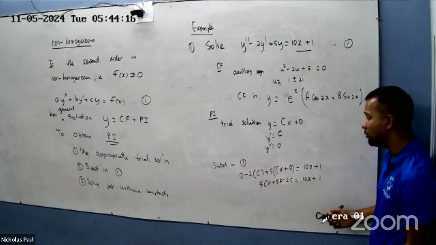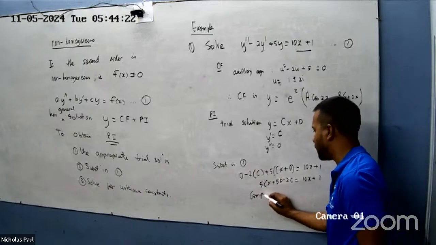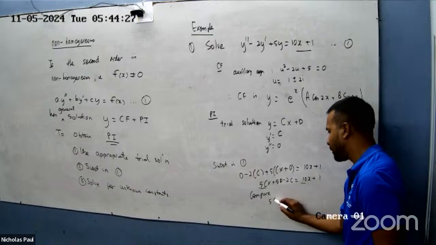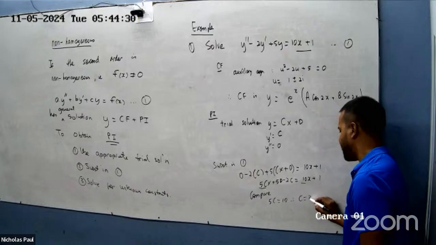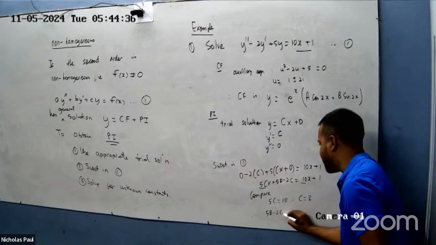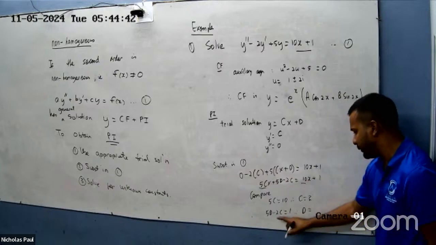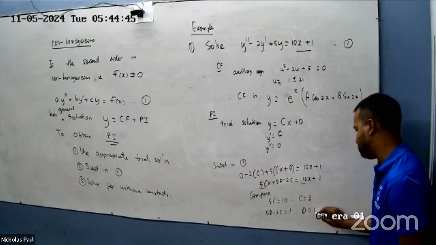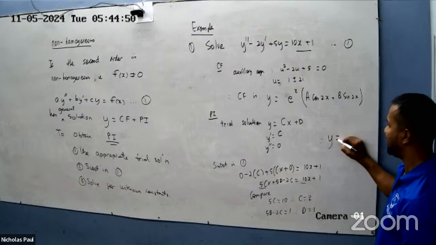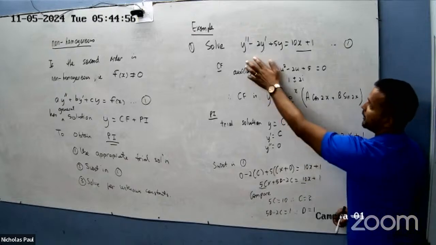All we have to do now is compare. If I compare, I'll see that 5C is 10, so therefore C is 2. And then I'll see that 5D minus 2C is 1. So I can solve for D. C is 2, so that's 5D minus 4 is 1, and D is 1. That's it. So therefore, our particular integral is 2x plus 1. If I take 2x plus 1 and put it in here, I'll get that.